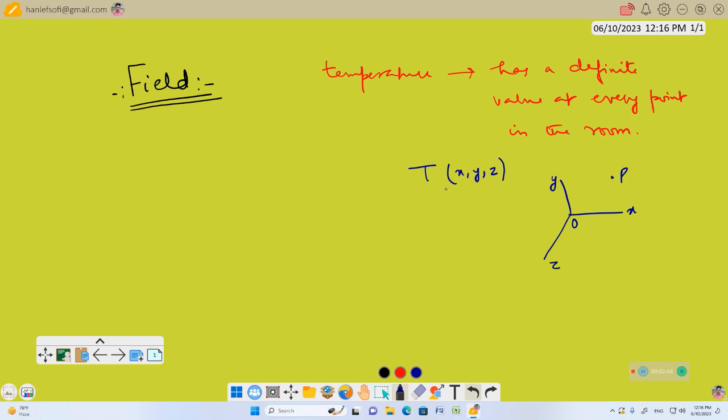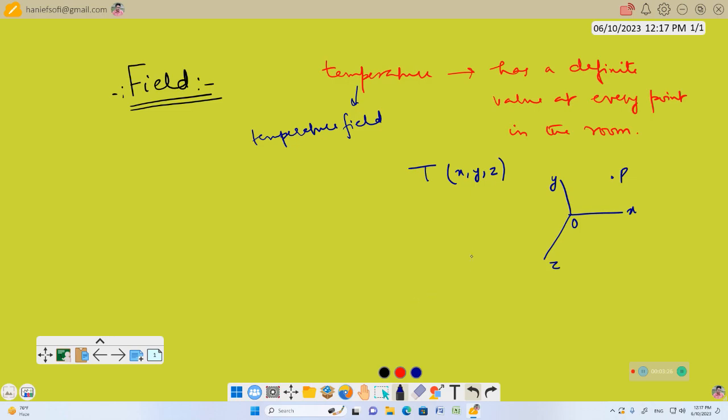Right? You can use a mathematical expression to express this temperature distribution, or we can use a graph. We could plot temperature as a function of position and see how this temperature varies with position in our room. Now, such a distribution of temperature in the space is called a temperature field. So we talk of temperature field.